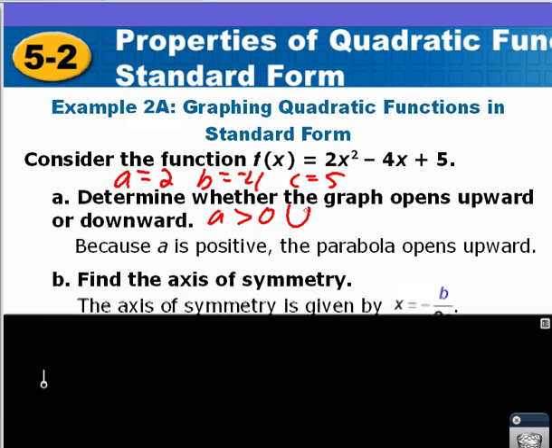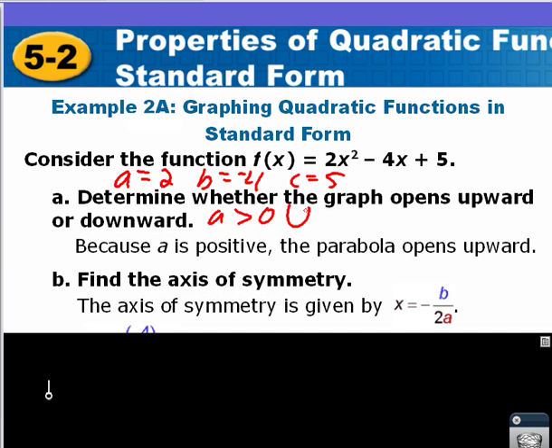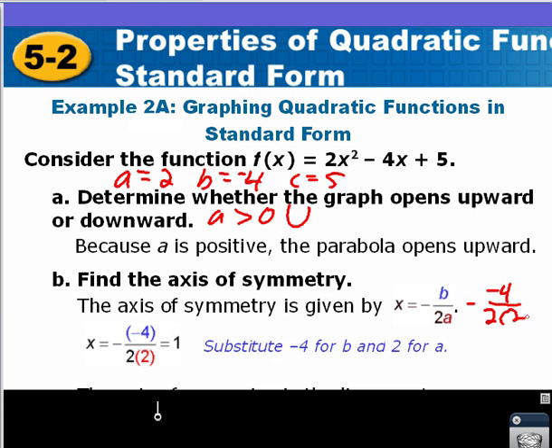Find the axis of symmetry. So it's going to be x equals -b over 2a. Since I have my a, b, and c identified, it's going to be the negative of -4 over 2 times 2. And as they show you, that simplifies down to x equals 1 is our axis of symmetry.